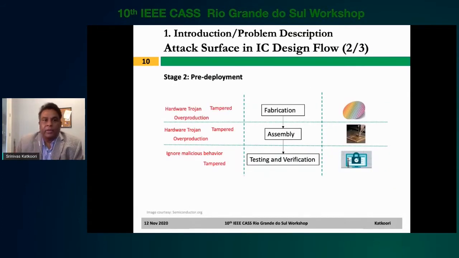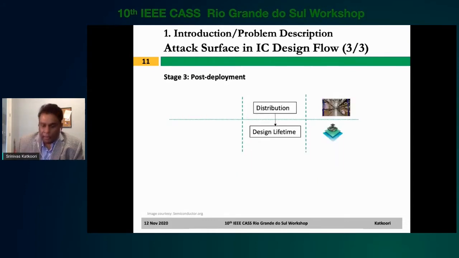At the fabrication level, one could do overproduction, and that's actually denying the rightful owner of their profit, right? So on and so forth. Pre-deployment, you can also do things to the design. Post-deployment, you can do counterfeiting, you can do recycling, you can remark and resell, you can reverse engineer to figure out what the design does, and probably then exploit any backdoors or loopholes or bugs.